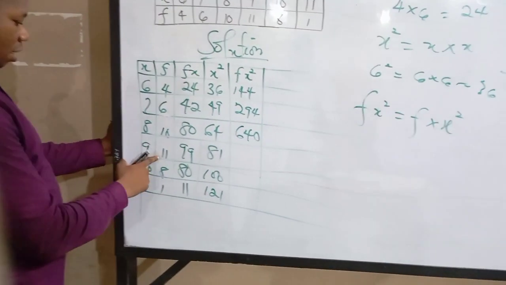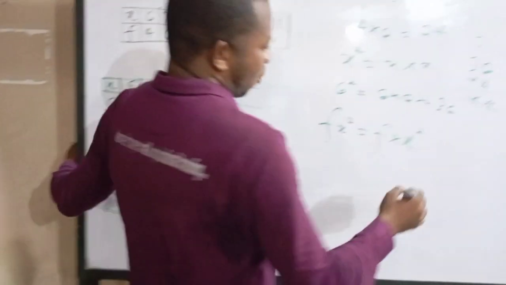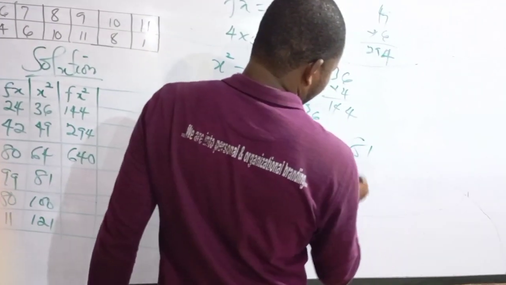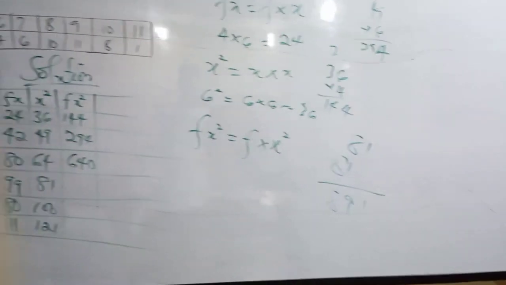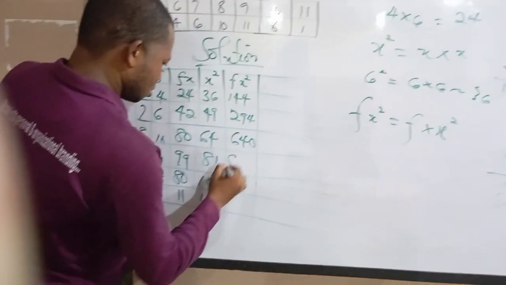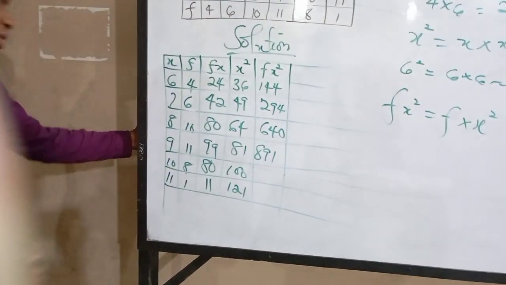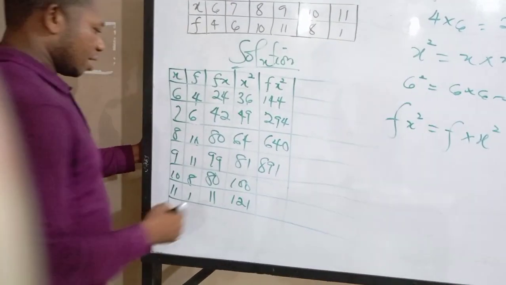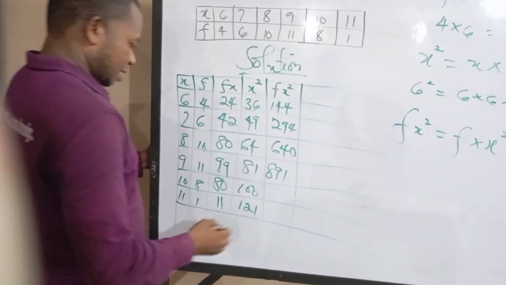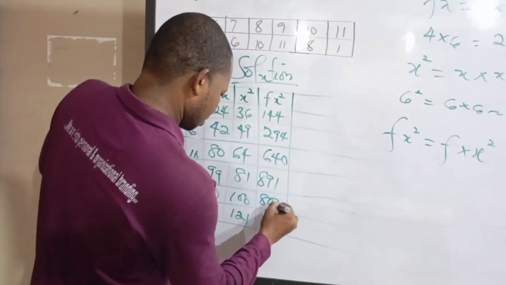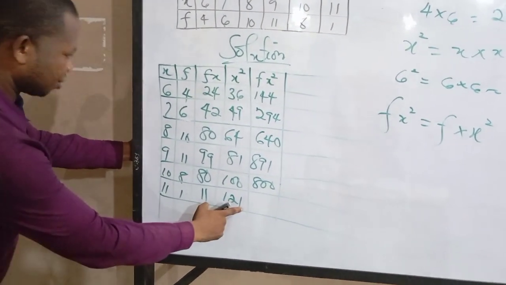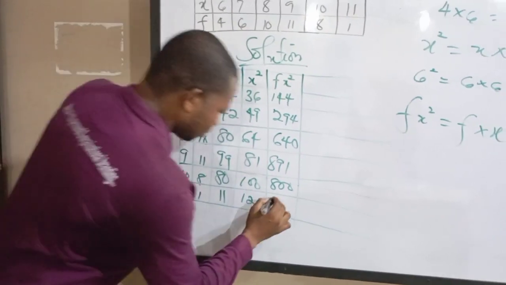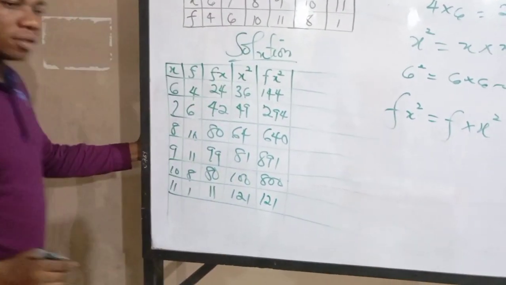I'm going to have 11 times 81, which is 891. Okay, so I'm going to have 100 times 8, which is what? 800. And finally, I'm going to have 121 times 1, which is 121.